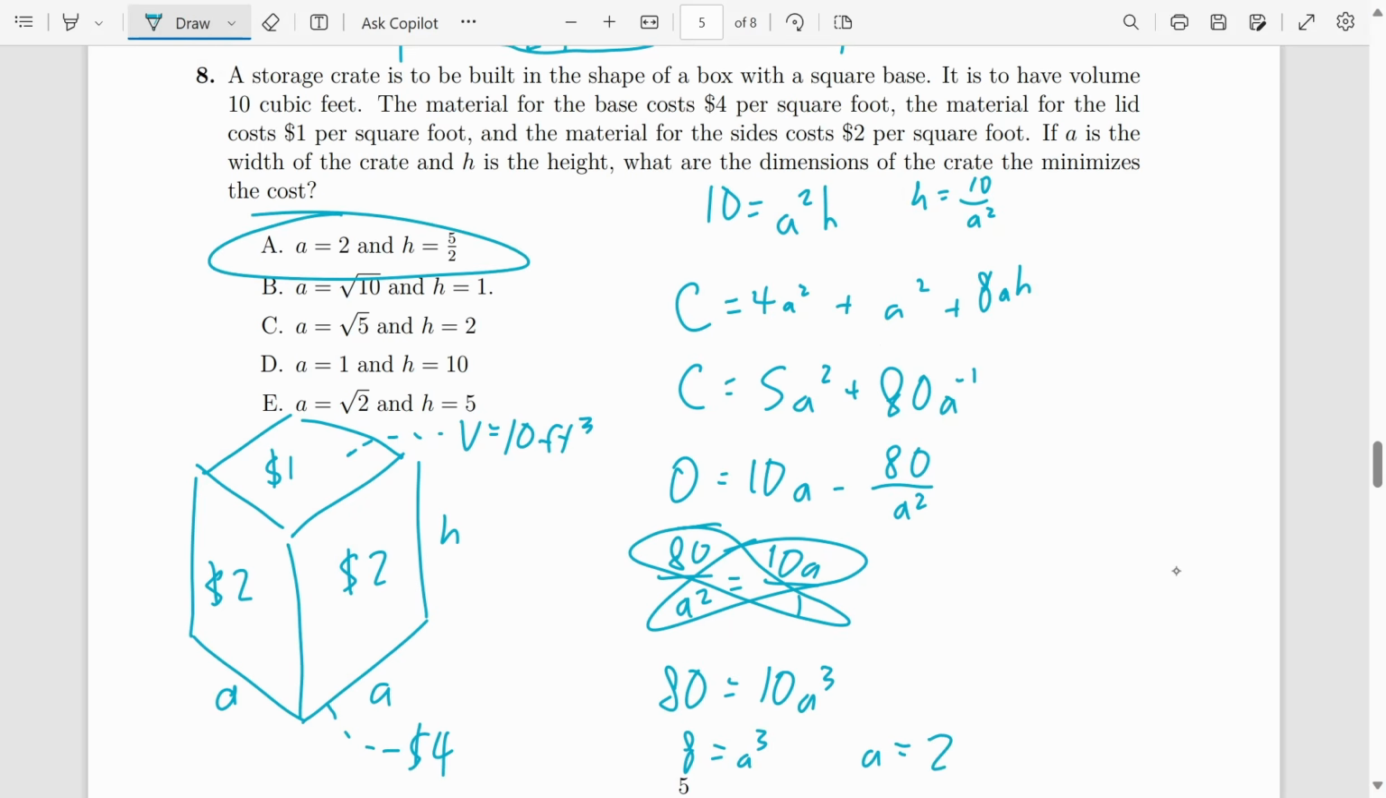It's a. And to double check that, we can use the volume formula up here, 10 equals a squared times h, and see what h should be. It should be 5 over 2. So 10 equals 2 squared times h. So 10 equals 4h, and dividing both sides by 4, 5 over 2 equals h. Cool, we got the right answer. A is correct.